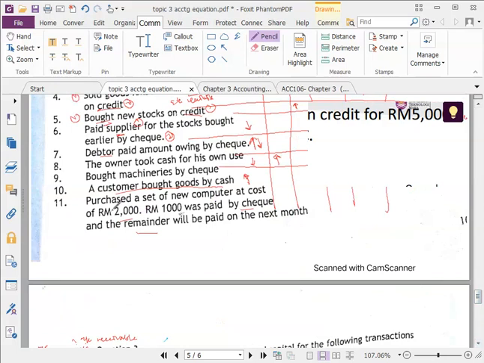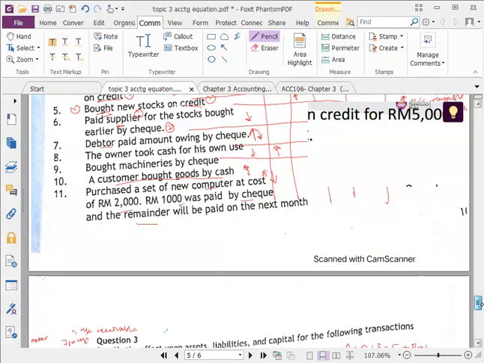Okay, so next, purchase set of new computer at cost 2,000 ringgit. 1,000 was paid by check and the remainder will be paid on the next month. Okay, so purchase a new computer is our asset. So asset bertambah. So lagi, was paid by check. Okay, check kita berkurang. Duit bank dalam bank kita berkurang. And the remainder will be paid on the next month. So our account payable kita, liability kita bertambah. Okay? So I hope that you will understand.